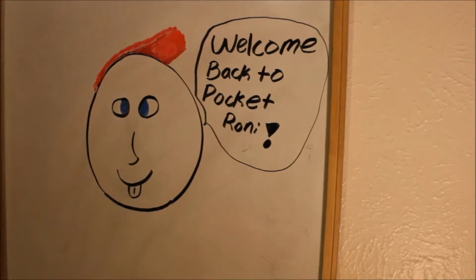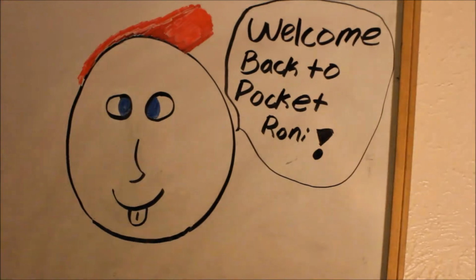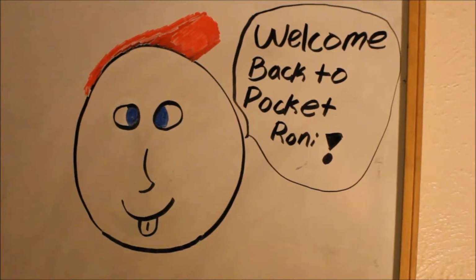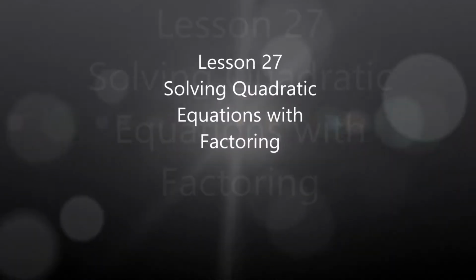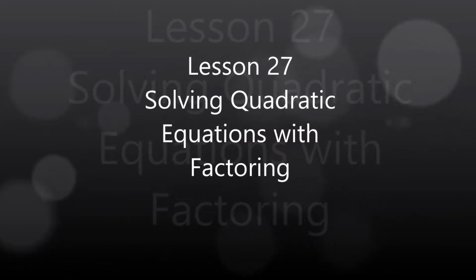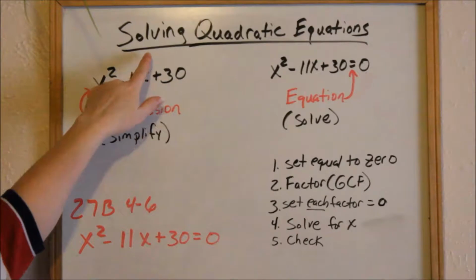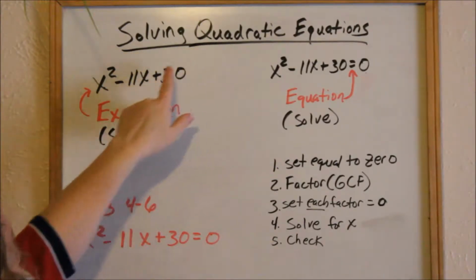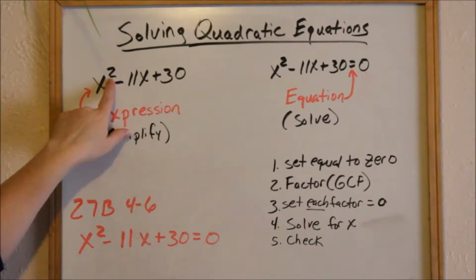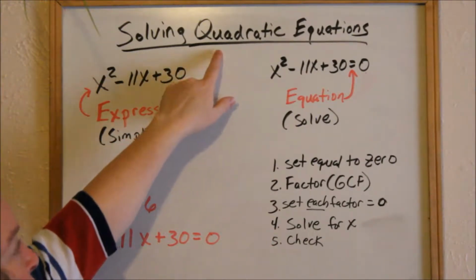Algebra and geometry? Yuck! But Miss Pocket Roni can help you. Today we're going to be doing solving quadratic equations. Quadratic means it's going to have a square. The highest exponent will be a square for quadratic equations.